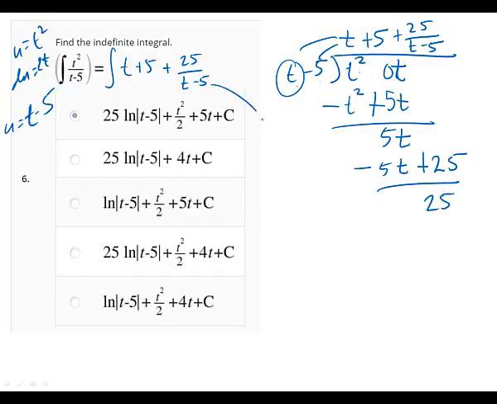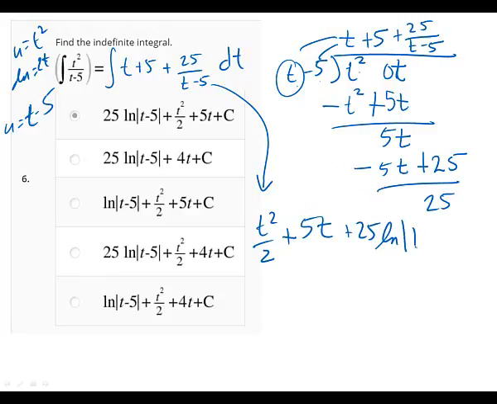Okay, so I'm going to come down here and integrate this. When I integrate t, what do we get? t squared divided by 2. Plus, when I integrate 5, what do I get? 5t. And then I integrate 25, which is just going to hang out. 1 over something is always what? The natural log of the absolute value of t minus 5, plus c. They're saying it's answer choice A.